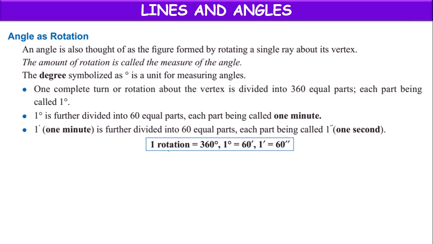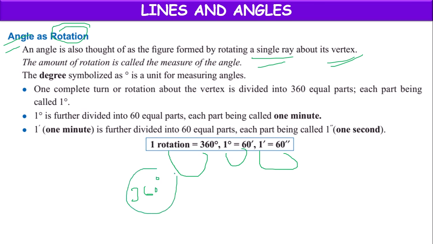It is better to remember this: one rotation equals 360 degrees, 1 degree equals 60 minutes, 1 minute equals 60 seconds. Based on this, whatever measurement we want, we can convert from one form to another. Angle is also defined as a rotation by a single ray about its vertex. If it has made a complete rotation, it is called a complete angle, equal to 360 degrees. Degrees are further divided into minutes, and minutes into seconds.